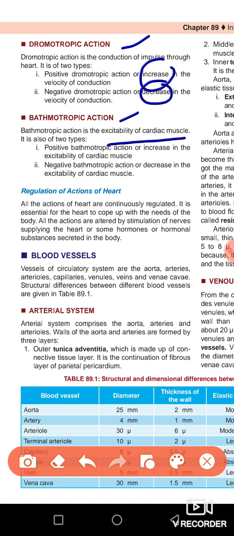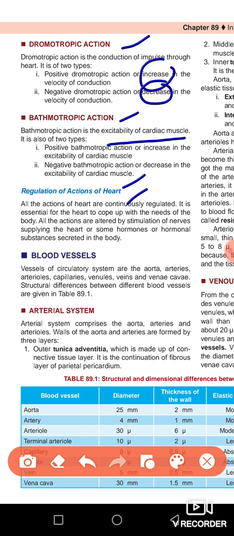So yes, you have revised all the things. So this was all about the heart. Now at the last we see what is the regulatory action of your heart. All the actions of heart are continuously performing one after another, there is no stoppage in them, and it is essential for the heart to cope up with all the needs of your body.